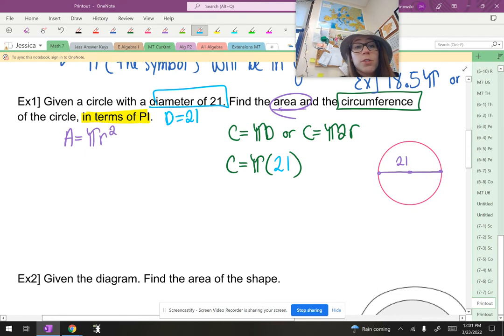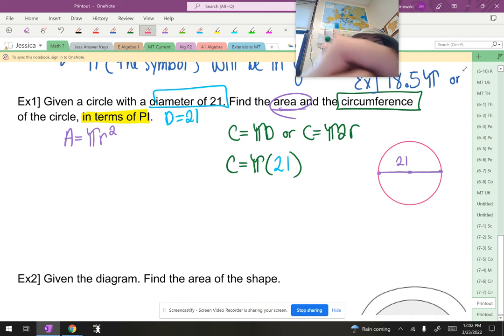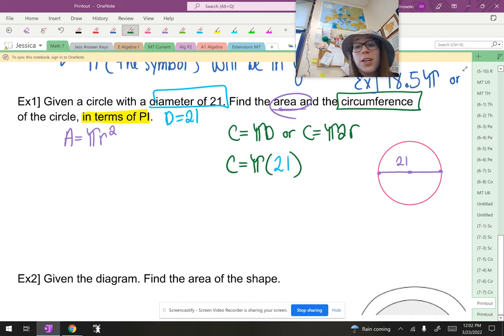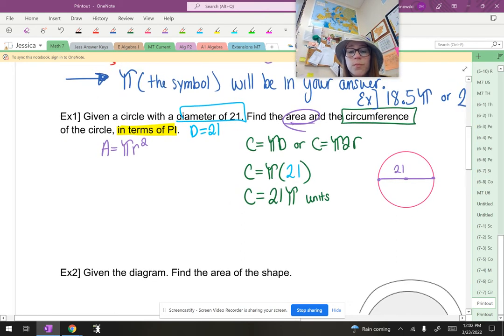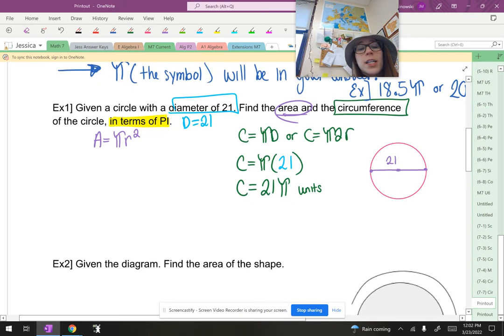All right, in terms of pi, remember, no pi in the calculator. Pi will be in my answer. So my answer for the circumference here is actually just C equals 21 pi. And we don't have any units, so you could just call that units if you wanted to. Boom. Kind of easier than having to put pi in the calculator, because then you don't have to deal with those ugly decimals and you don't have to deal with rounding. So, yeah.